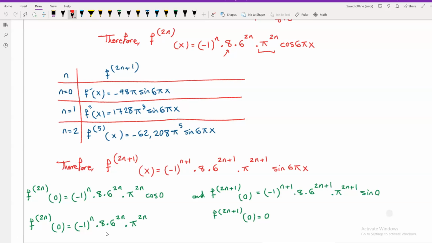And what we have for odd derivative when x is 0, this is equal to -1 power n plus 1 times 8 times 6 power 2n plus 1 times pi power 2n plus 1. And here we have sine. So having x equal to 0, we're going to have sine 0. And sine 0 is 0. Because of that, odd derivative when x is equal to 0 is equal to 0. So for this part, we have 0.